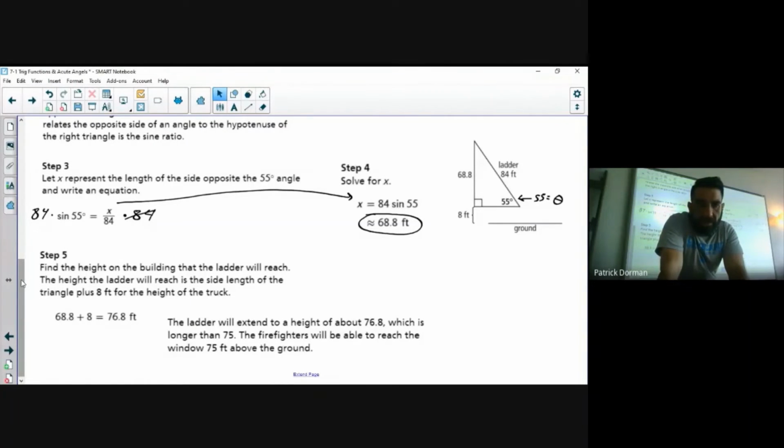Okay, so that's how we get that value of 68. And so we just need to add the extra 8 feet. And it looks like the ladder extends beyond 75 feet. And we're good to go.